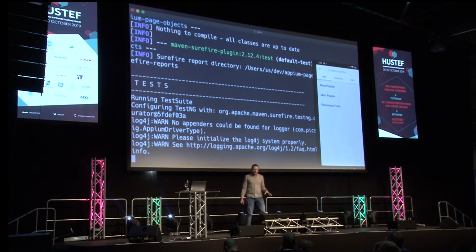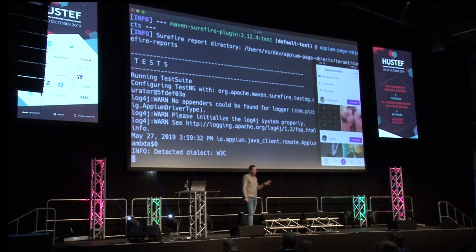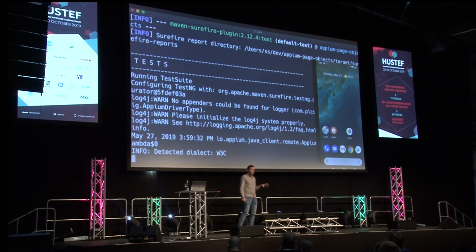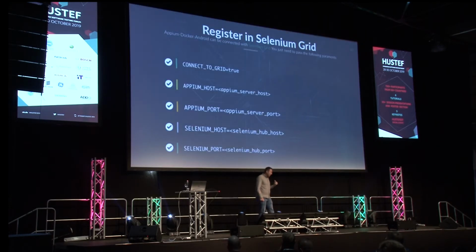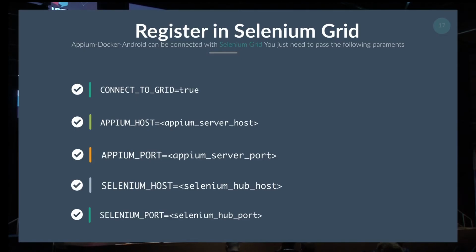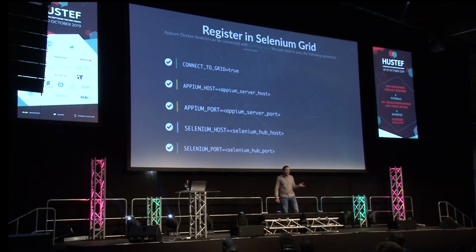This is the solution when you want to run on a real device, using the Appium server in a Dockerized way. Okay? So when you want to register this Appium server in the Selenium Grid, while you are running the command for the Docker container, you just need to pass several properties, saying that connect to the grid is true. You give the Appium host port, Selenium host, and Selenium port, and this instance will automatically be registered in the Selenium Grid.